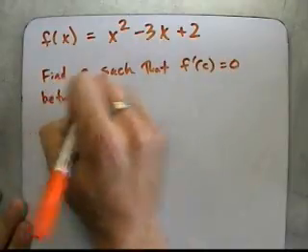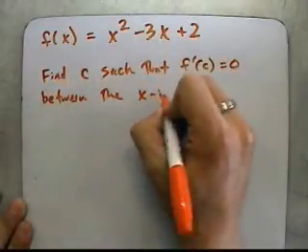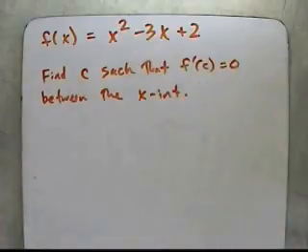between the x-intercepts. Okay, now if I'm going between two x-intercepts, I'm hopefully assuming that my endpoints that I'm talking about, the x-intercepts, have the same height, right? They're both on the axis, right? So they're going to have the same height.